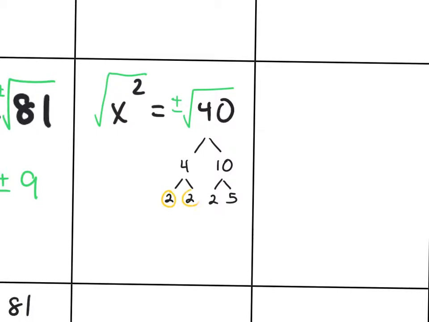I see a 2 that repeats, so I'm going to write the 2 outside. And neither of these two repeat. That means they stay in as a square root of 10 there. So here are my two solutions. X is equal to plus or minus 2 radical 10.